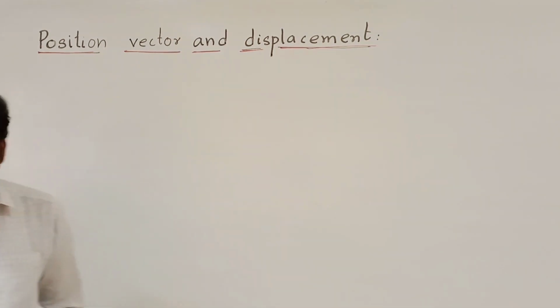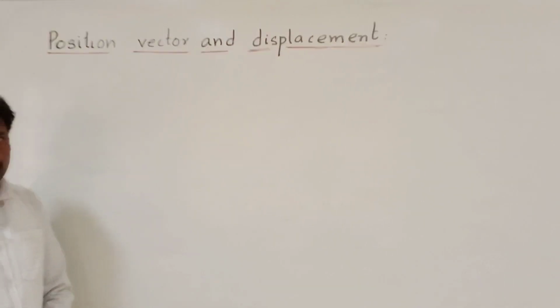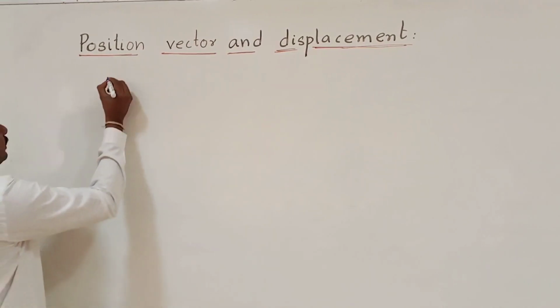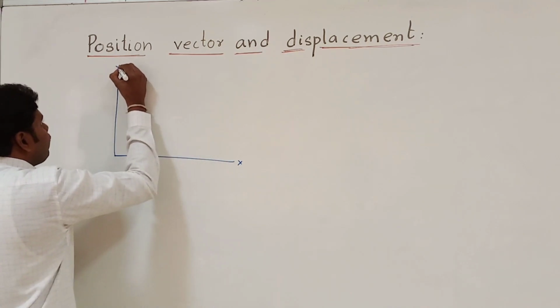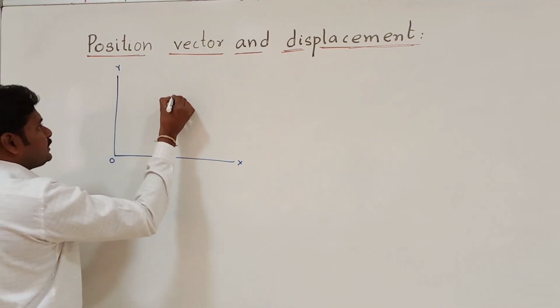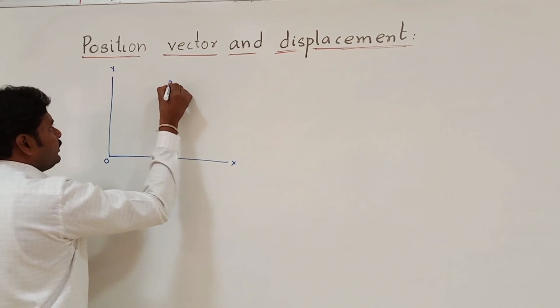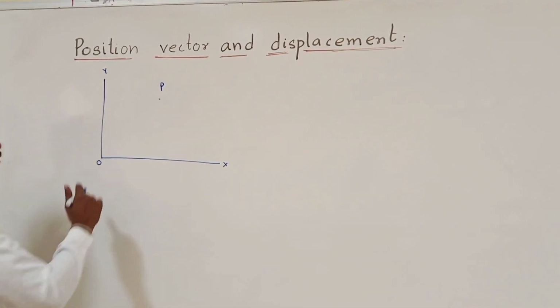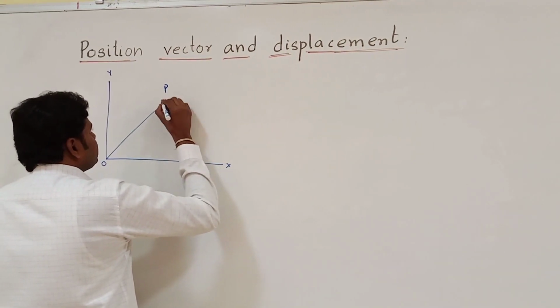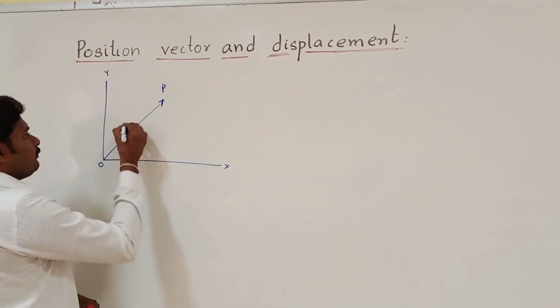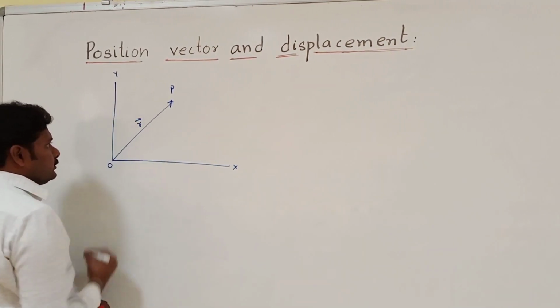Position vector. Suppose you locate a point in the reference frame, how do you write its position vector? Now let's see it simply. This is a reference x-axis, y-axis frame. This is a location called point P. If you write the vector OP, this is called the OP vector, which is called the R vector.